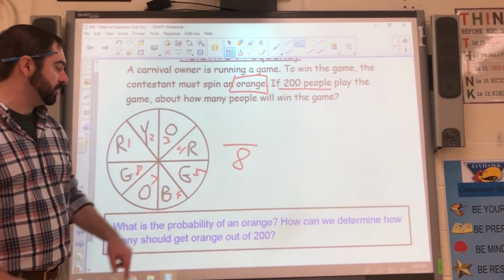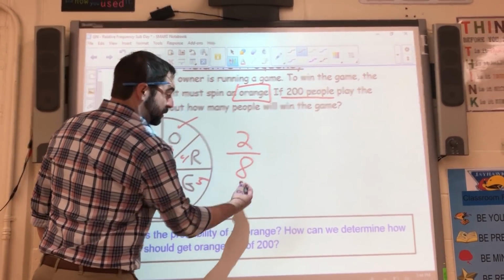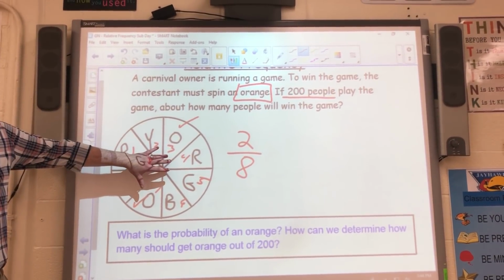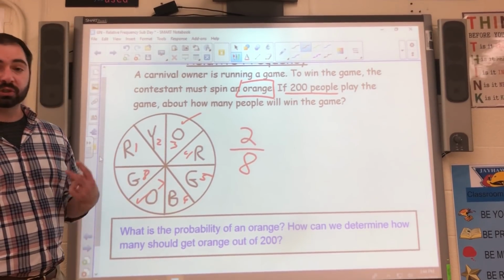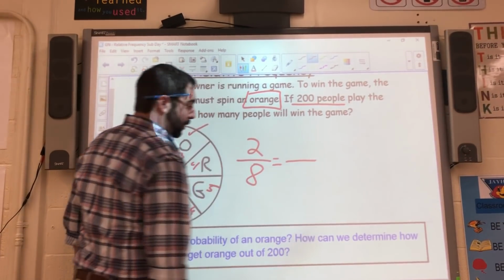We want to see orange. Well, I see 1 orange, I see 2 oranges. That means the probability that you win this carnival game would be 2 out of 8. But instead of only 8 people or 8 chances of winning, we want to see if there was 200 people. There's 2 ways we could do this. The easiest way is to set up a ratio or a proportion.